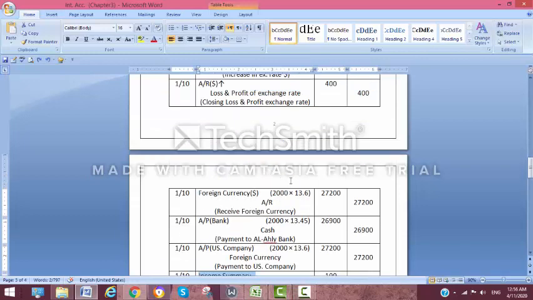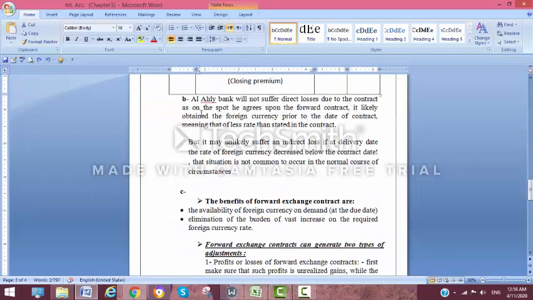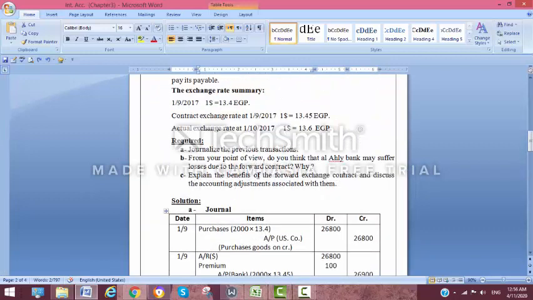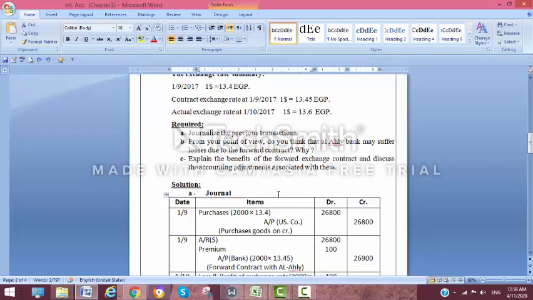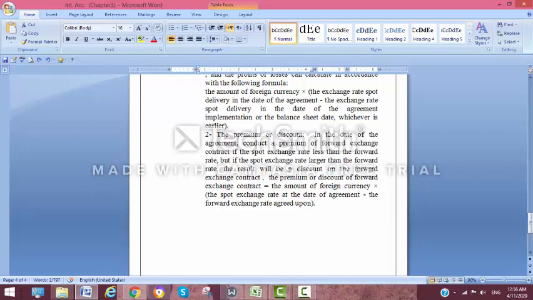This is number B, which explains from your point of view whether Al Ahli Bank may suffer losses due to the forward contract and why. This is the solution for number B. Number C asks to explain the benefits: what are the benefits of a forward exchange rate contract, and discuss the accounting adjustments associated with them. You have two benefits: the availability of foreign currency on demand at the due date, and elimination of the burden of a vast increase in the required foreign currency rate. These are the benefits of the forward exchange rate contract. The forward exchange contract can generate two types of adjustments: adjustments for profits or losses of forward exchange contracts, and number 2, the premium or discount.